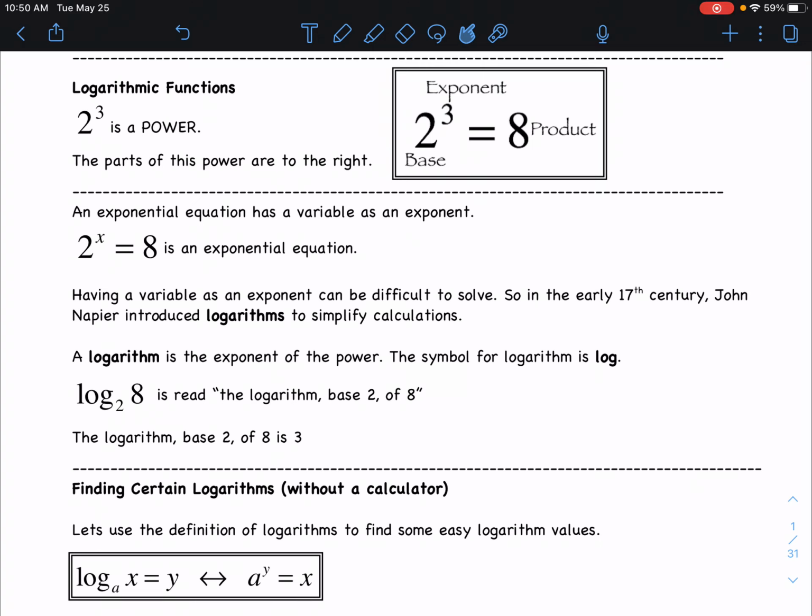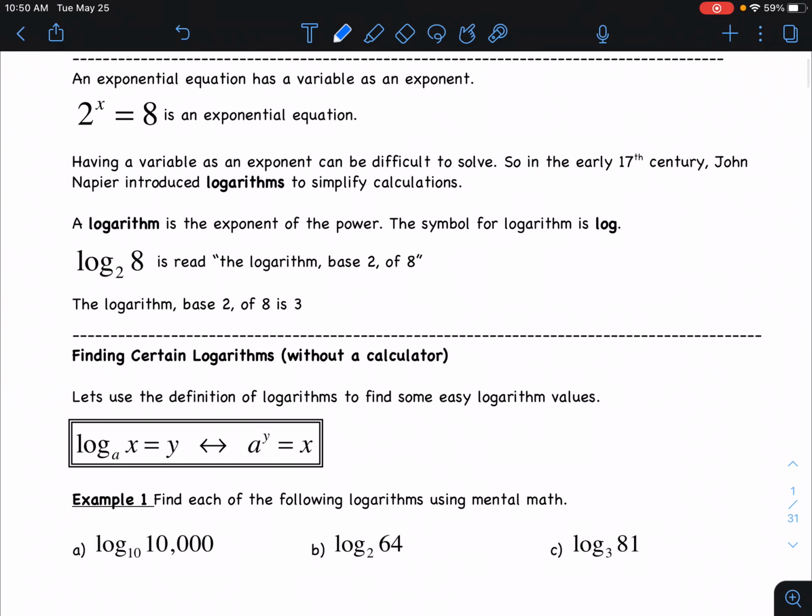So we know that 2 to the third power, 2 to the power of 3, is called a power. The parts of this power are to the right. So the 2 is called the base, the 3 is called the exponent, and then the 8 is called the product. So the whole thing, 2 to the third power, is called the power itself.